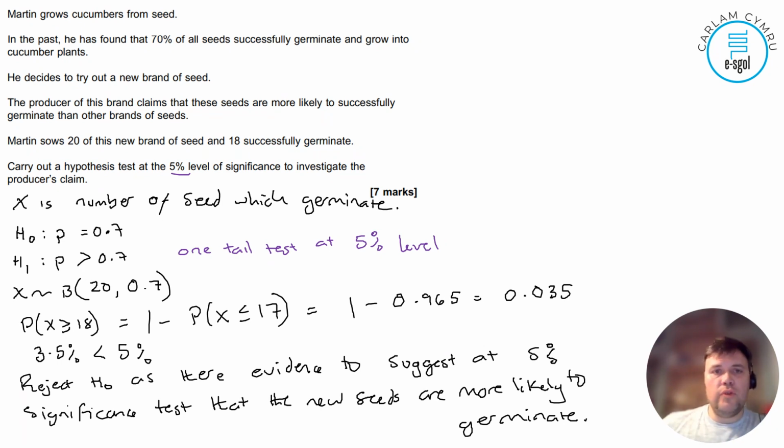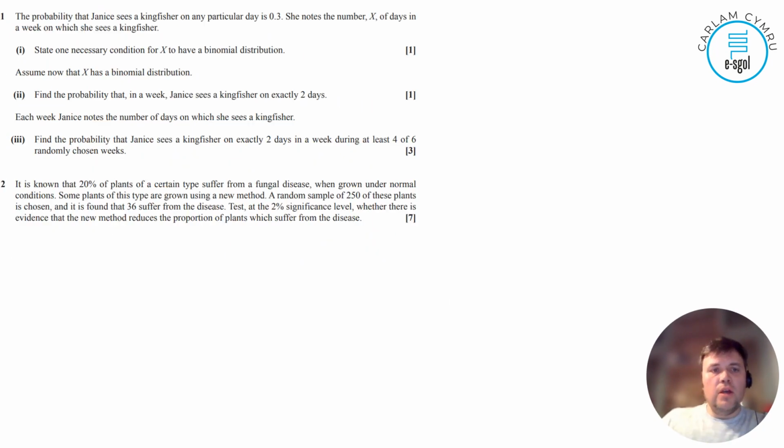Okay, so if we go to the next slide, and the part 1 is what I've tried to do is looking at and helping you with the binomial. So part 1, where it is, again, if we read it, the probability that Janice sees a kingfisher on any particular day is 0.3. She notes the number x of days in a week on which she sees a kingfisher. State one necessary condition for x to have a binomial distribution.